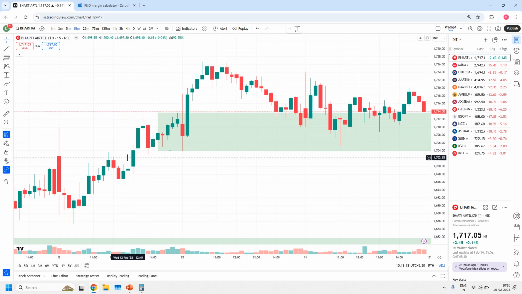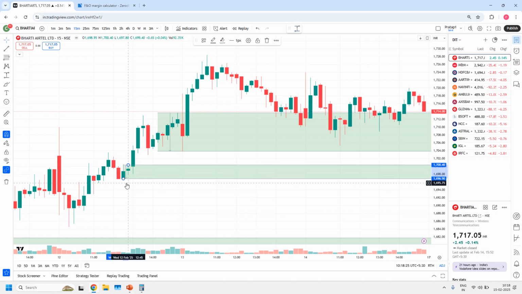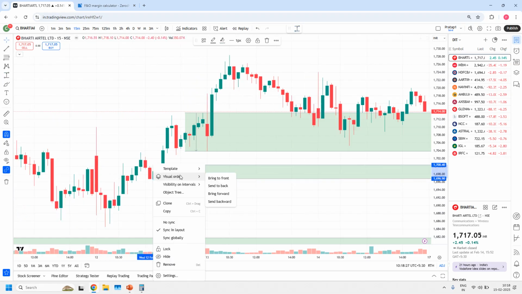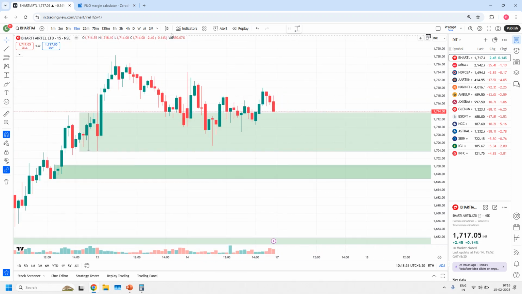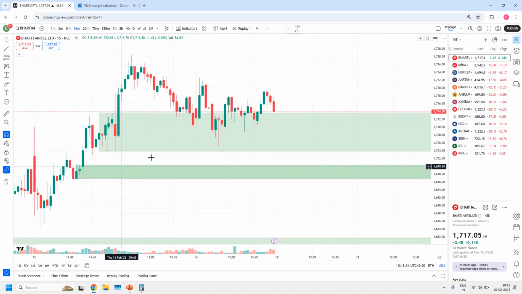Let me draw the 15-minute zone so that you get clarity. Drop base rally. This is the 15 minutes demand zone. Where is this 15 minutes demand zone? Below the 75 minutes demand zone. So if price wants to reach up to this 15-minute zone, this 75 minutes demand zone has to be violated. If this is violated, what will happen? 75 minutes trend will be changed to sideways.